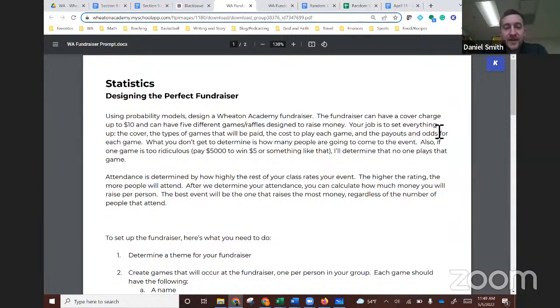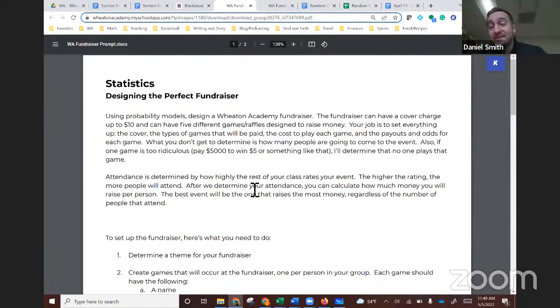Your job is to set everything up: the cover, the types of games that will be played, the cost to play each game, the payouts, and the odds for winning and losing. That'll all be behind the scenes that you'll do first with your groups. And then ultimately, we will determine how many people show up depending on how everybody rates your event.